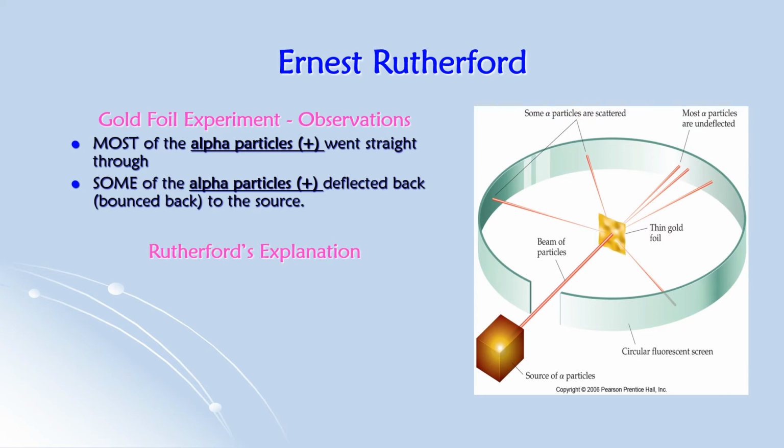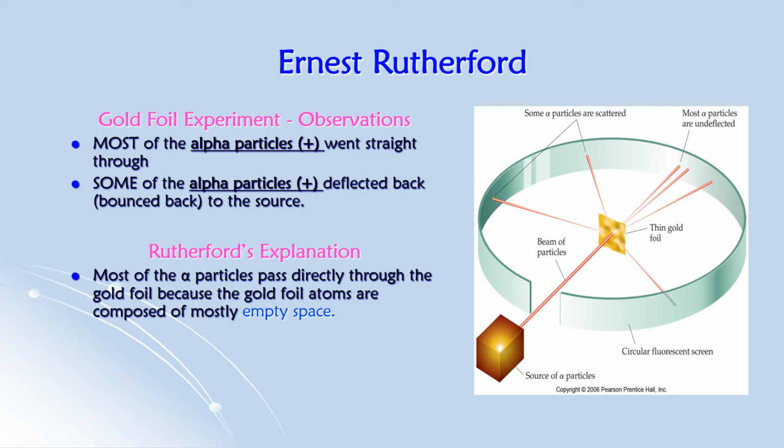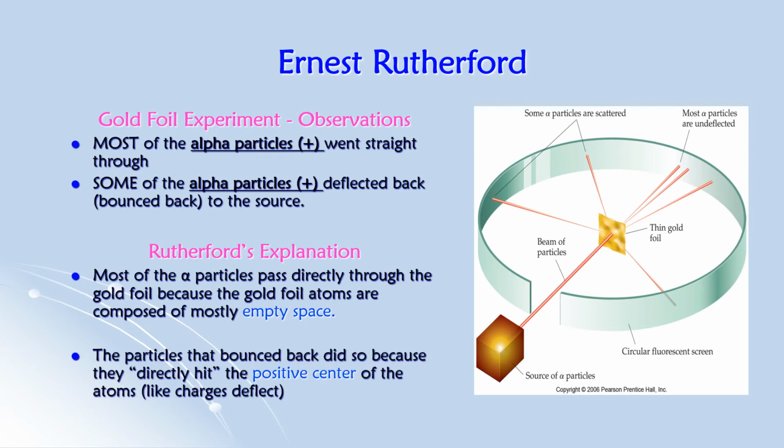And his explanation for that was that the particles that were able to pass straight through did so because there might be a lot of empty space in the atom. Because those particles were not coming in contact with anything, there was nothing hindering their way. They were able to pass straight through and hit the other end of the foil. However, those that were bouncing back or scattering were most likely hitting a positive center in the atom. This is what Rutherford said.